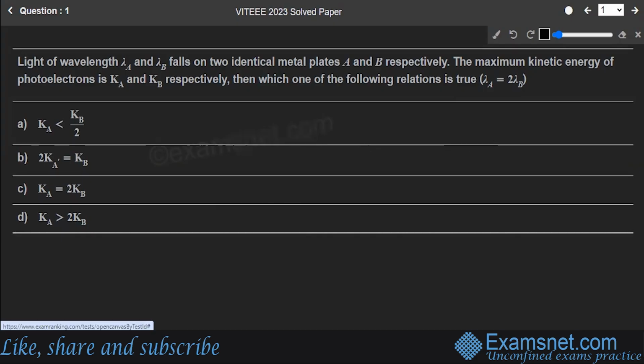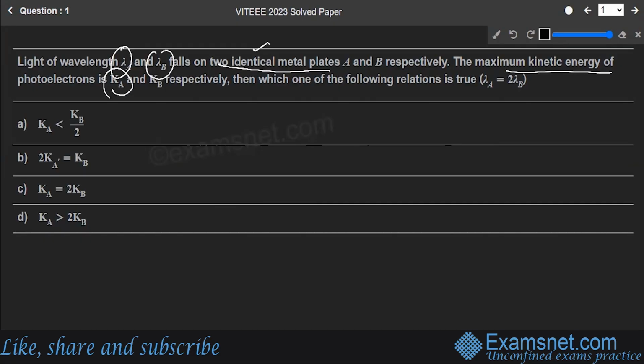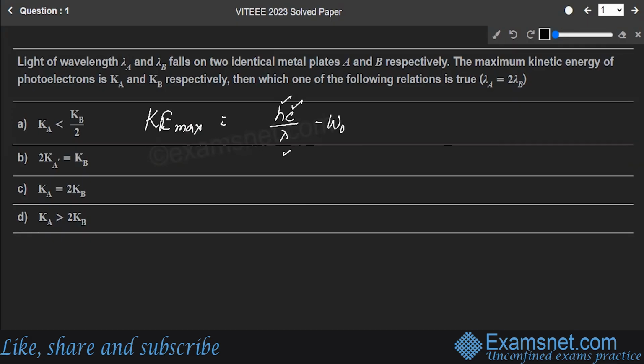Question number 1 says, light of wavelength lambda A, lambda B fall on two identical metal plates A and B respectively. The maximum kinetic energy of photoelectrons is Ka and Kb respectively. Then which of the following is true? You have lambda A is equal to twice of lambda B. Maximum kinetic energy is given by the formula hc upon lambda minus W naught, where h is Planck's constant, c the speed of light, and lambda the wavelength.